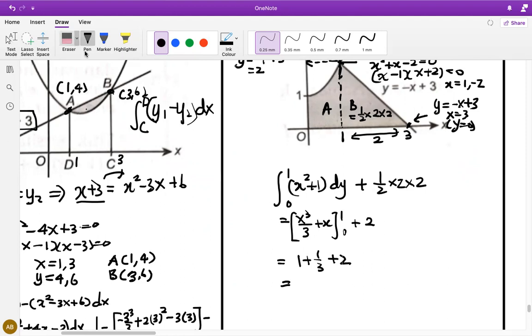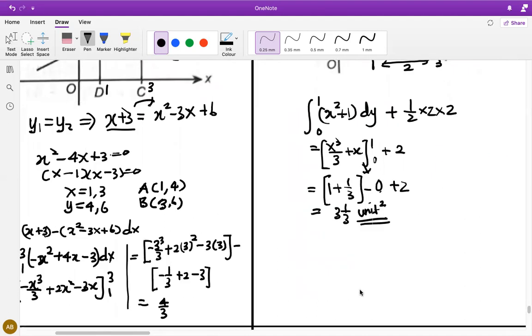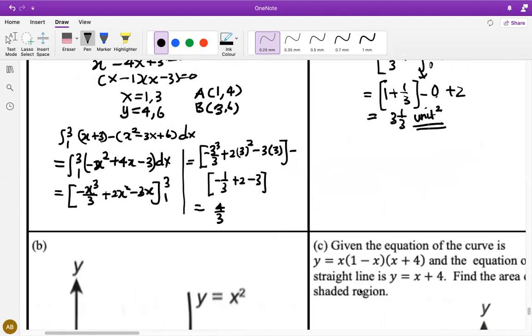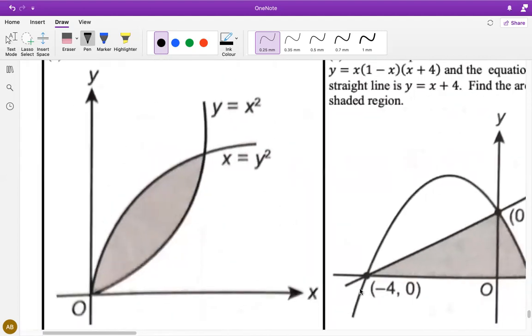So maybe I have to write properly. So 1 over 1, then minus 0 for this one, and then you plus 2, right? So you get 3 and 1 over 3, the answer. So 3 and 1 over 3 for the area of the shaded region, that is unit square. So in the exam, don't forget to write the unit, you need to know the area. The unit is unit square.